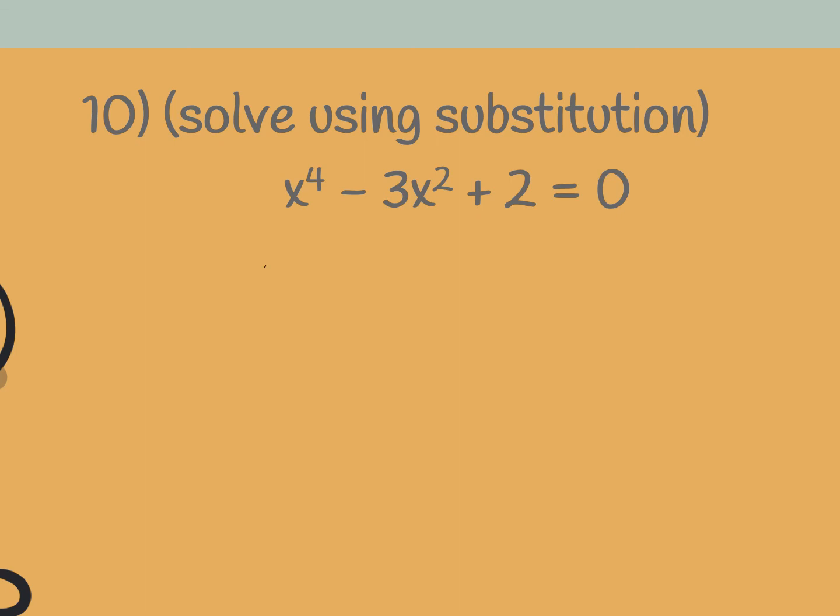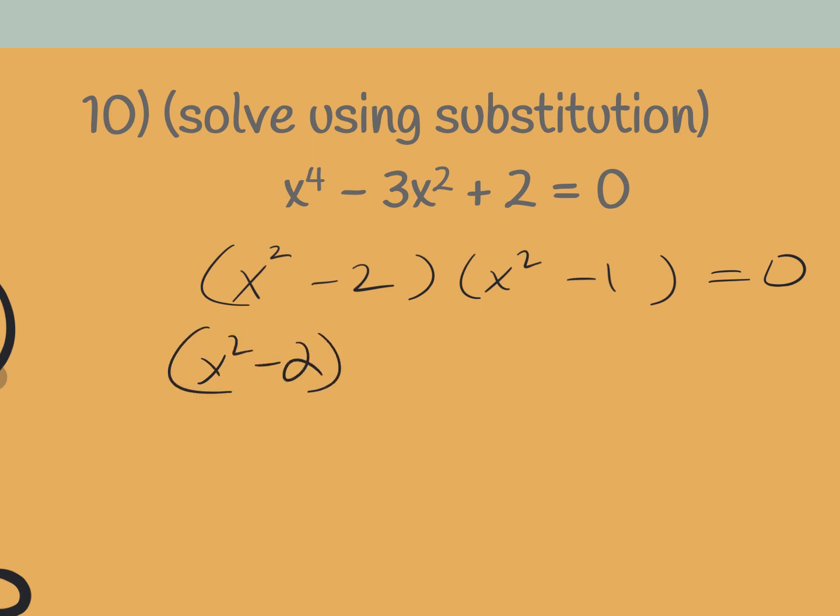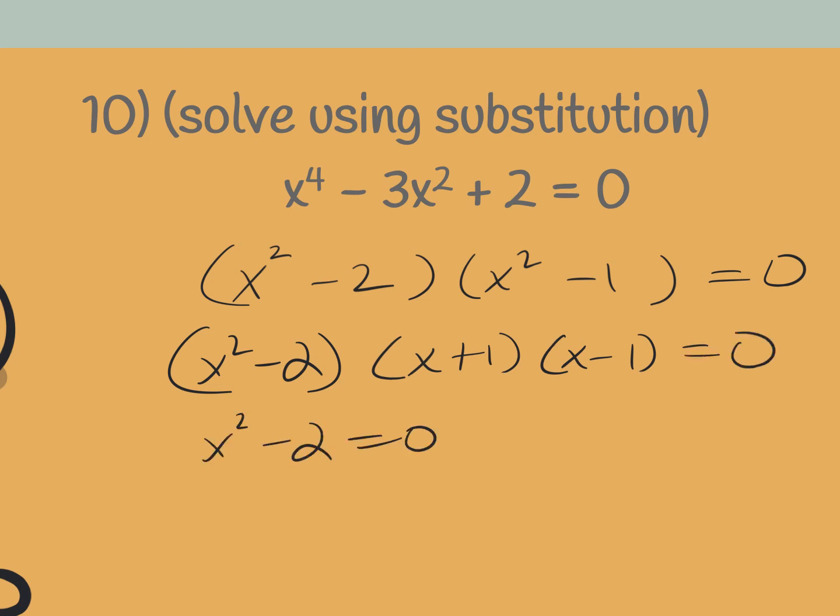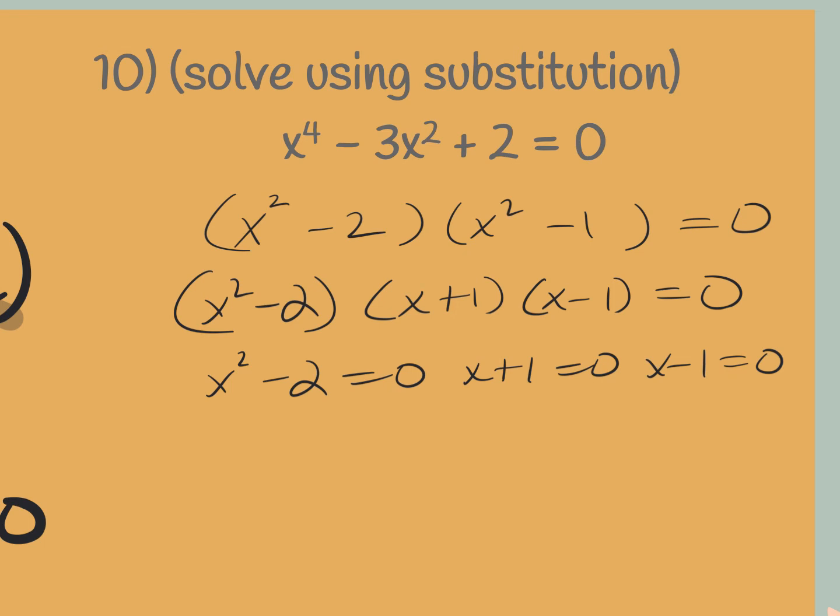My factors of x to the 4th are going to be x squared. Factors of 2 that give me negative 3 are going to be negative 2 and negative 1. This one can't be factored any further. This is the difference of 2 perfect squares. And then you get x squared minus 2 equals 0, x plus 1 equals 0, x minus 1 equals 0. Solve each one.